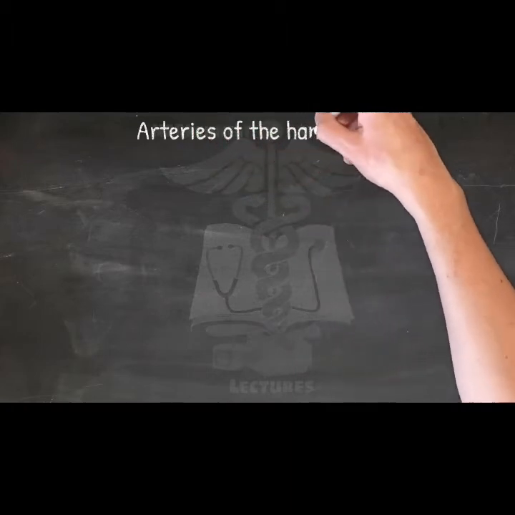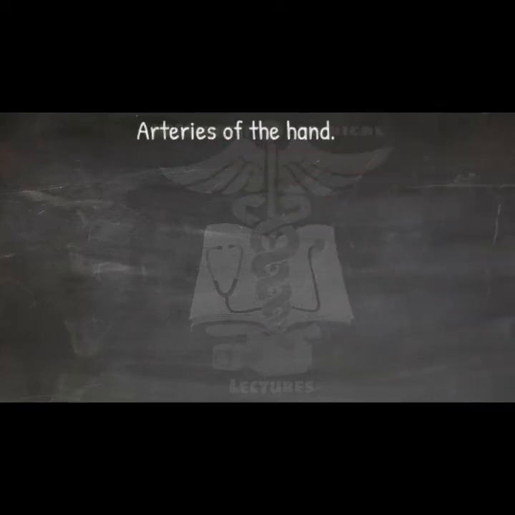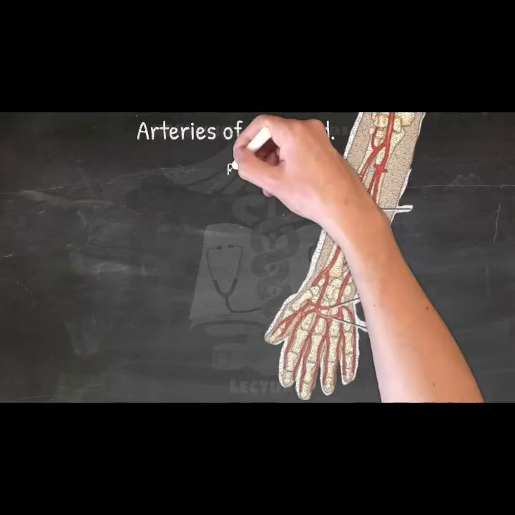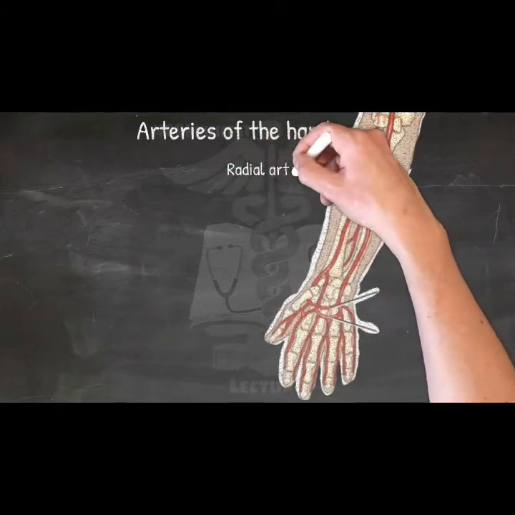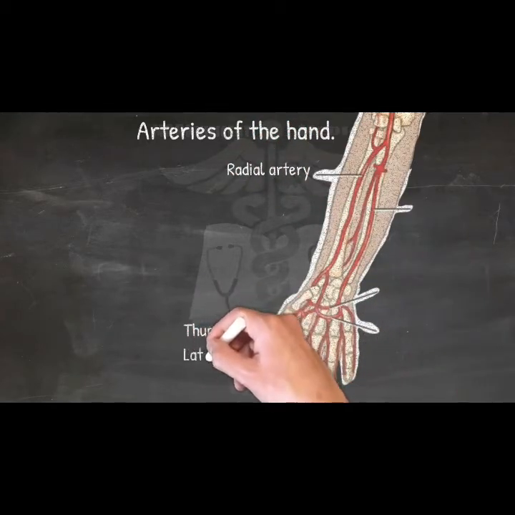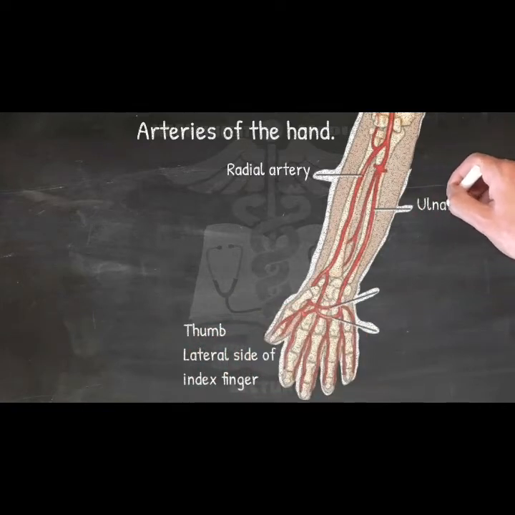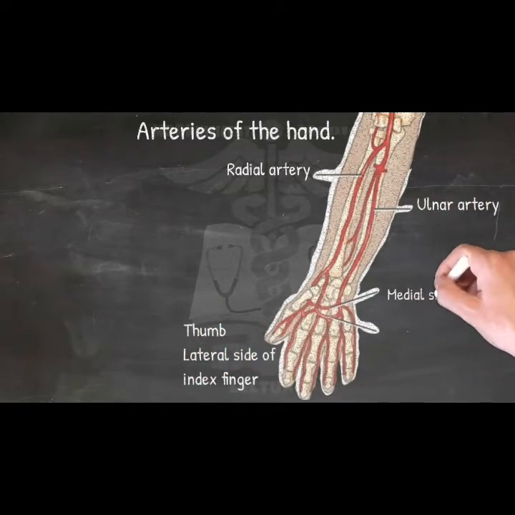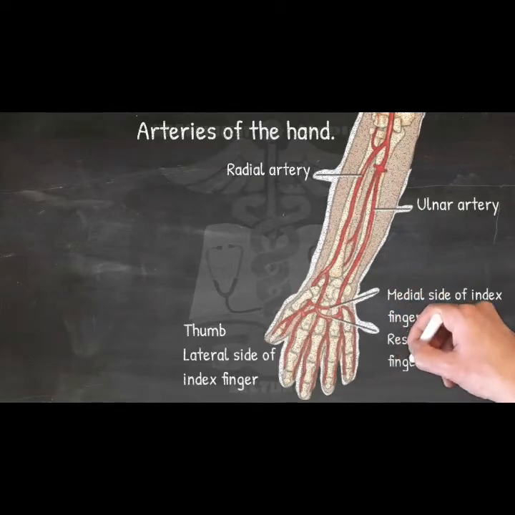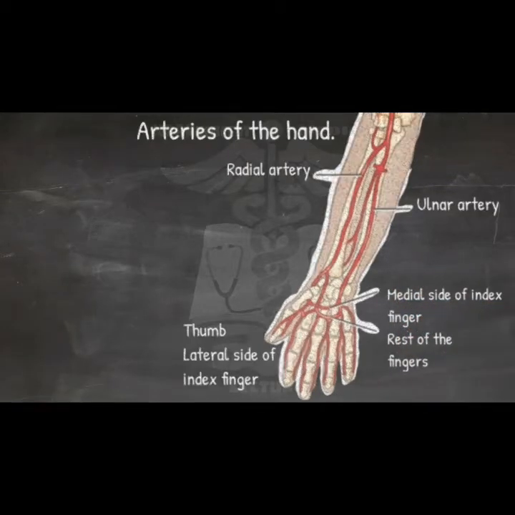Arteries of the hand. The radial and ulnar arteries both end in the hand, anastomosing with each other. The radial artery mainly supplies the thumb and the lateral side of the index finger, while the ulnar artery supplies the medial side of the index finger and the rest of the fingers. Seems weird how only 2 arteries supply such a complex structure like the hand is. Well, thank goodness it isn't a handful of information to learn here.